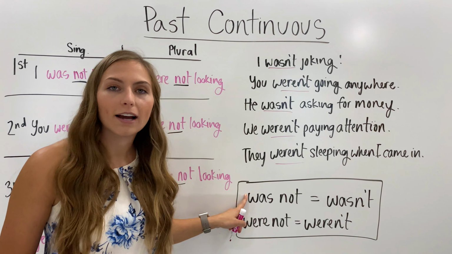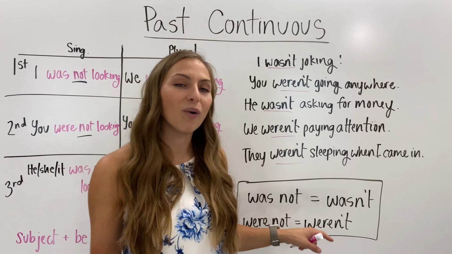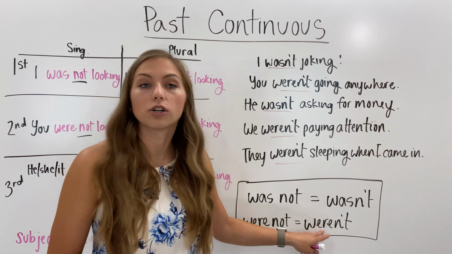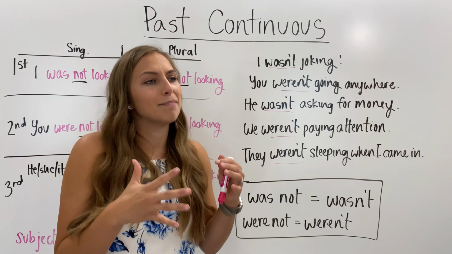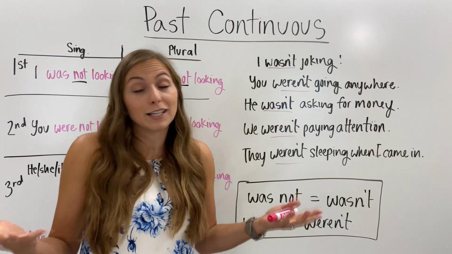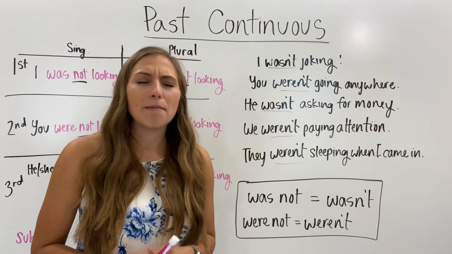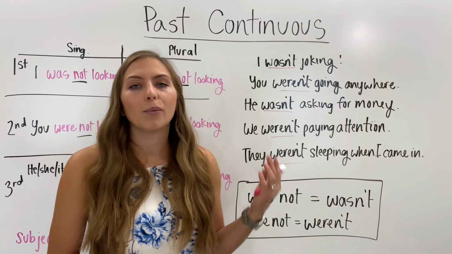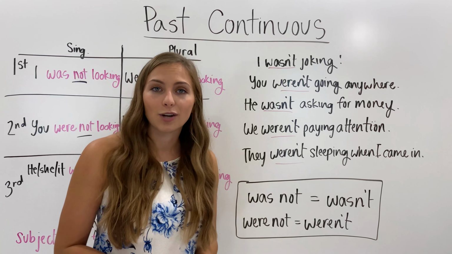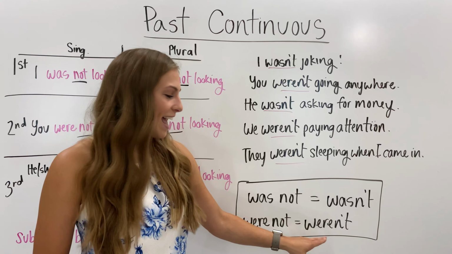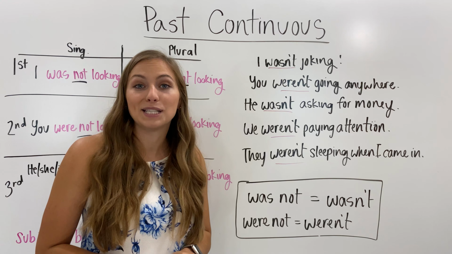So let's look at these contractions now. Was not, we say wasn't. Were not, we say weren't. I've said this before, but in most cases, native English speakers, and I'm American, use contractions all the time in our oral English. With writing, many times we try to be more formal, but when we're speaking, we use contractions in our sentences. So this is definitely more natural, and it's very important to learn these contractions. Make sure you remember wasn't and weren't. All you have to do is add not to your sentences and then make it a contraction, and then you'll have a past continuous sentence in the negative.